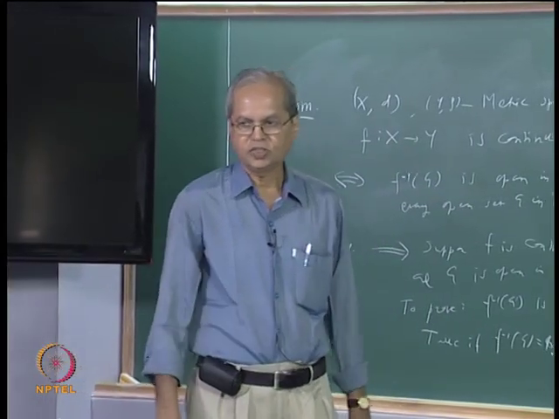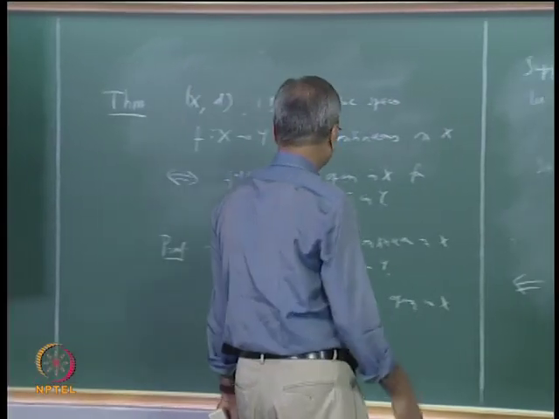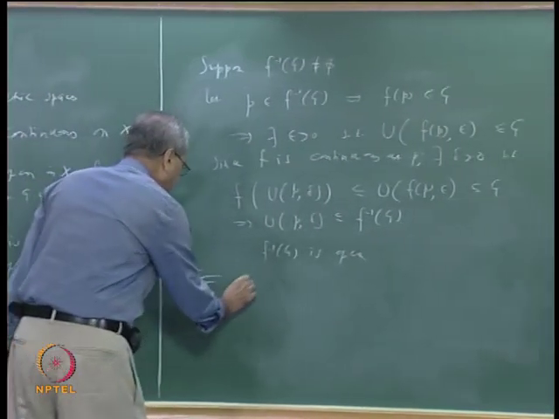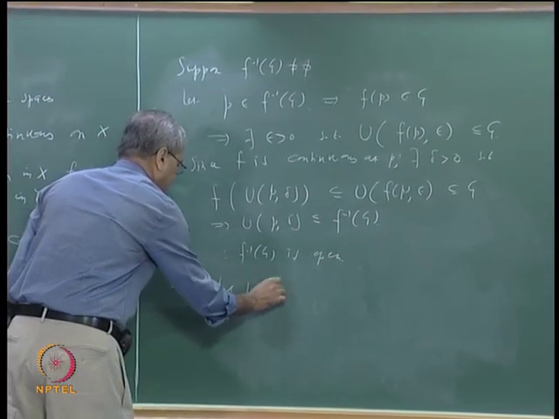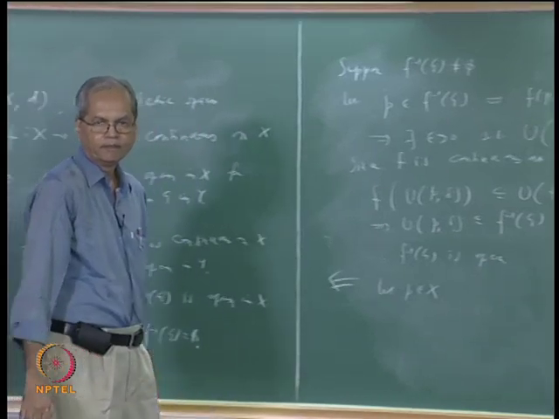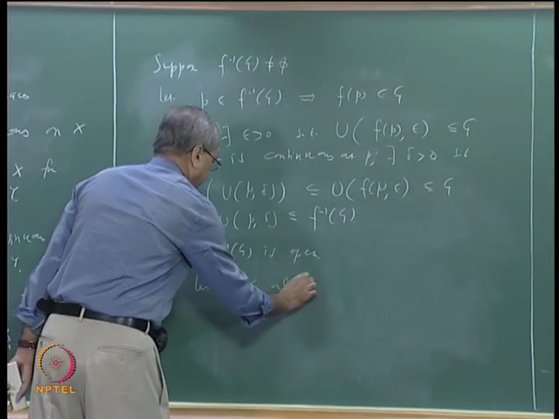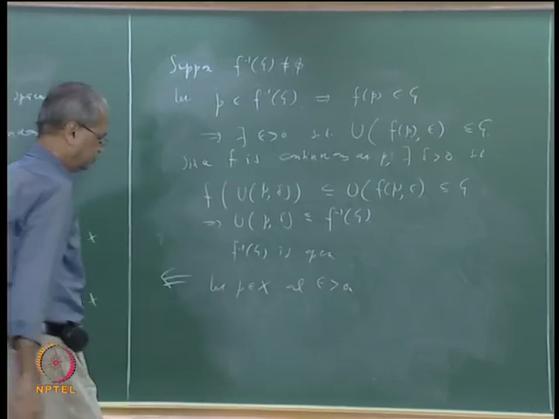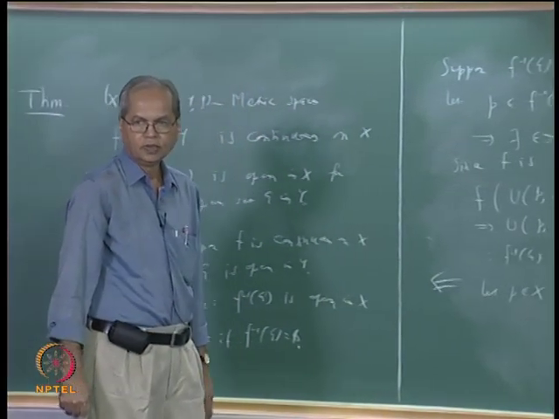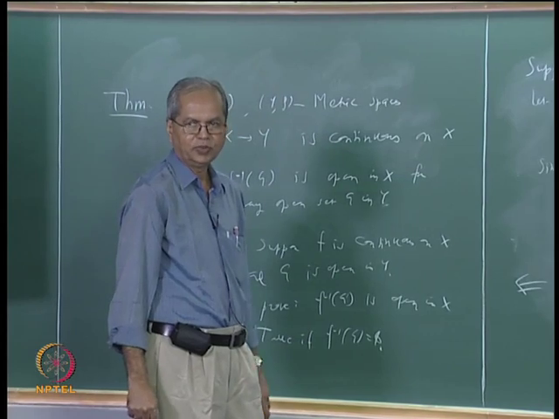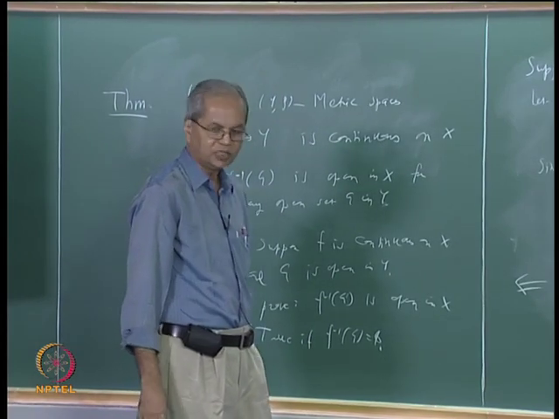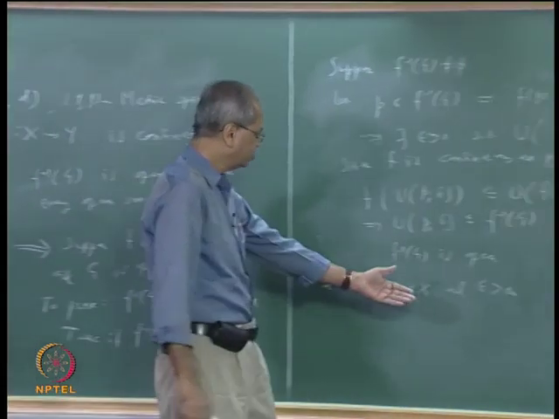So let us take any point. Suppose I call that point p. Let p belong to X and let epsilon be bigger than 0. To show that f is continuous at p, for this epsilon we have to find some delta.